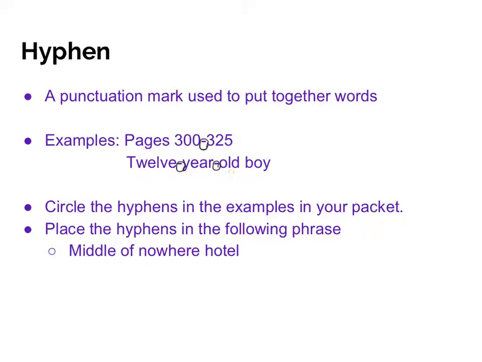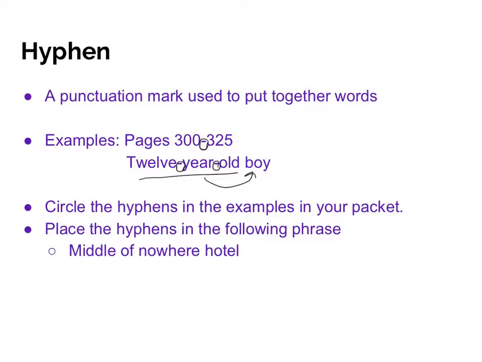12-year-old is describing the boy. It's an adjective. It's one adjective for the boy. It's describing the age of the boy. But this one adjective is made by 3 different words: 12, year, and old. So to show that this is all one adjective, even though it's a few different words, we connect them by putting in hyphens.